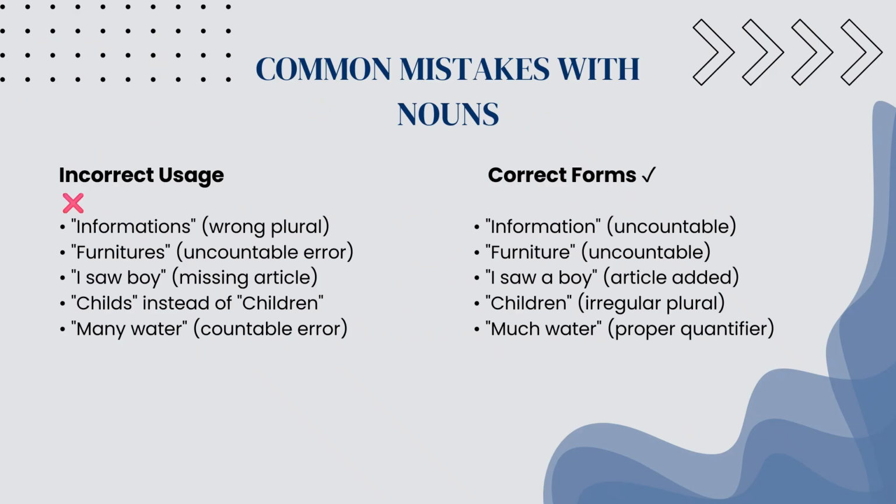Common mistakes with nouns. Now let's fix real mistakes. Mistake 1. Wrong plural. Informations, wrong. Information, right. Mistake 2. Using uncountable nouns incorrectly. Mistake 3. Missing articles. I have book, wrong. I have a book, right. These small errors affect your fluency.